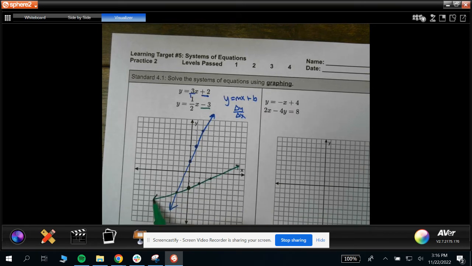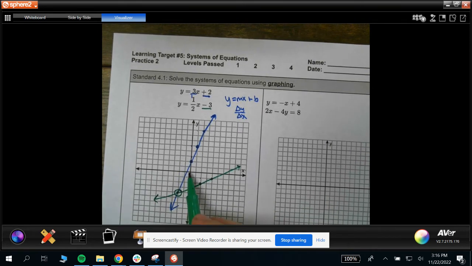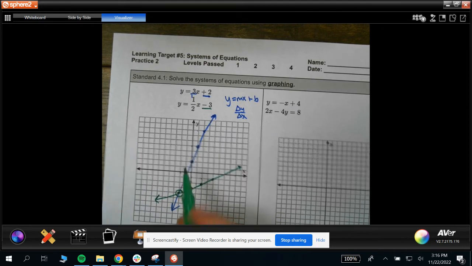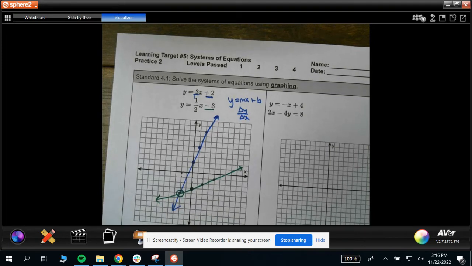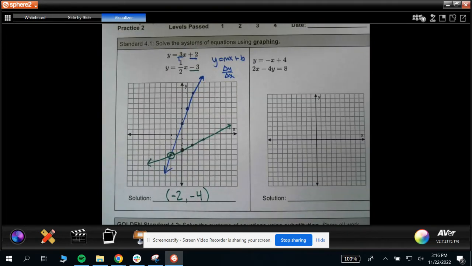Where do you see a solution? Where do the lines cross? Right there. What's the coordinates of that point? X value is -2. Y value, -1, 2, 3, 4. So my solution is -2, -4.